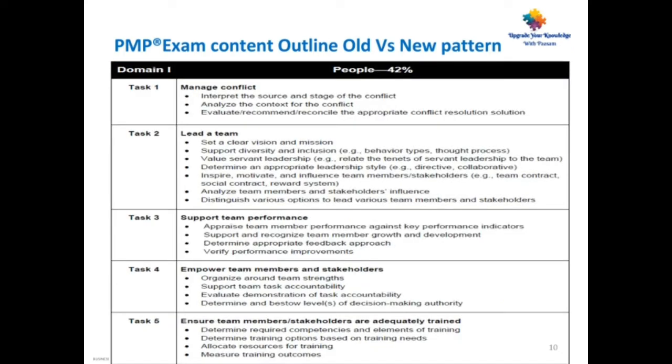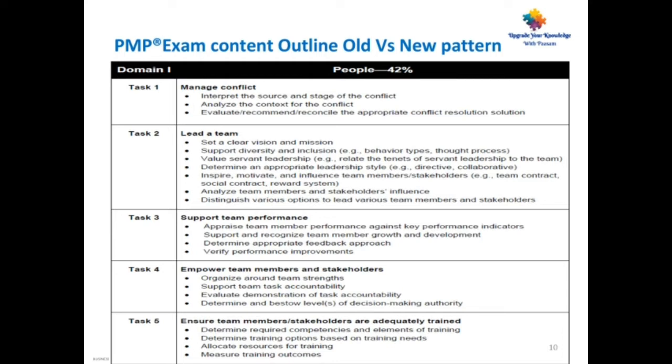Coming to the next slide, this is the new content outline. Domain 1, as I explained before, of the 3 domains: people, process, and business environment. The first domain, task 1, manage conflict. Manage conflict: interpret the source and stage of the conflict, analyze the context of the conflict, evaluate, recommend or reconcile the appropriate conflict resolution solution.